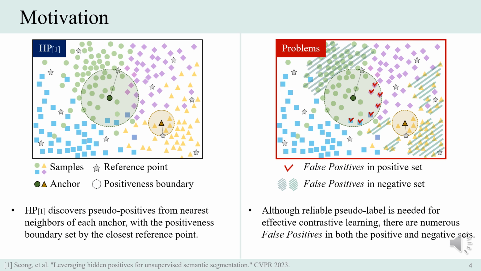Most recently, HP discovers pseudo-positives from nearest neighbors of each anchor to leverage contrastive learning. However, they exclusively rely on the similarity metric on a per-patch basis within an imperfect embedding learned in an unsupervised manner at the image level. Consequently, we point out their limitation that there are numerous false positives in both the positive and negative sets.